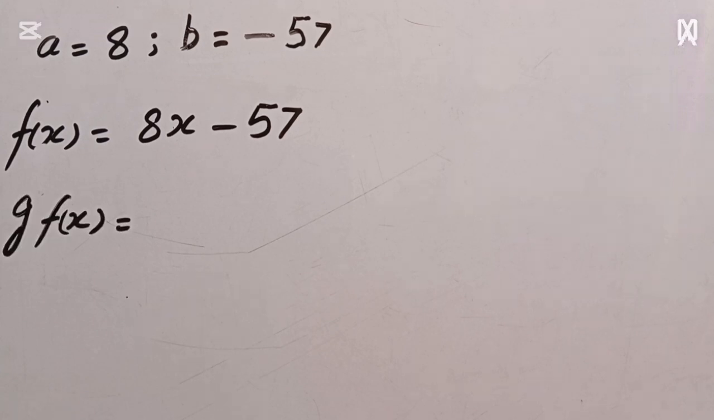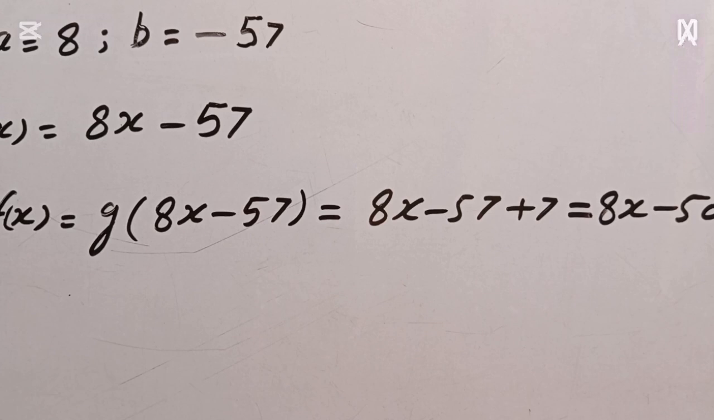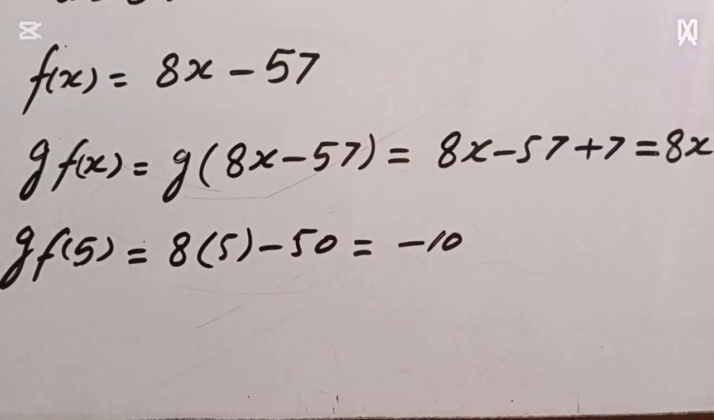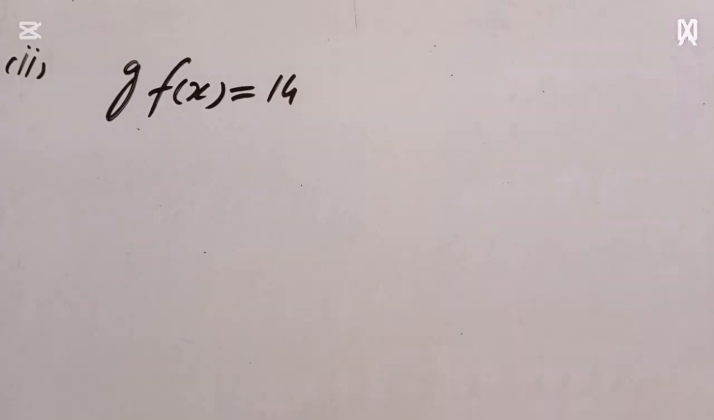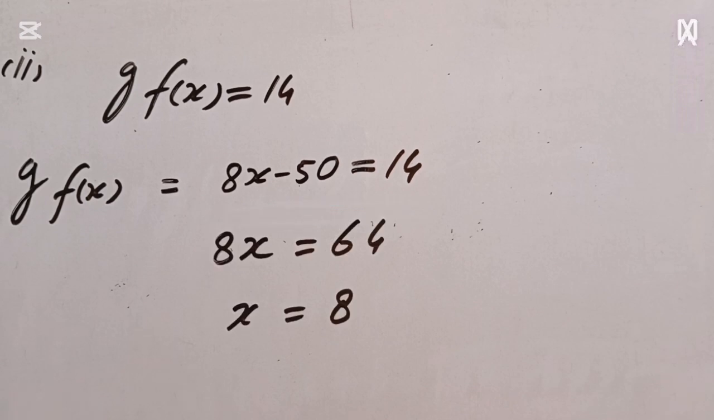Now in part 1, g(f(x)) is equal to g(8x minus 57), which equals 8x minus 50. Now g(f(5)) is equal to minus 10. We have to solve the equation when g(f(x)) is equal to 14. Now we will solve this equation to find the value of x. We have got x equal to 8.